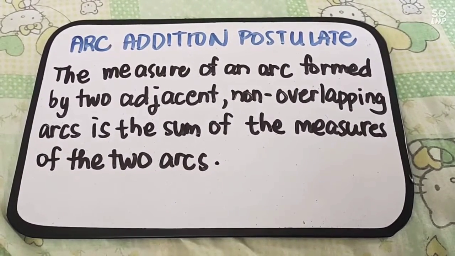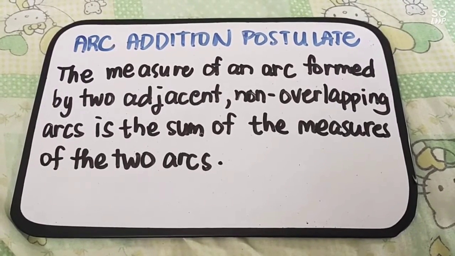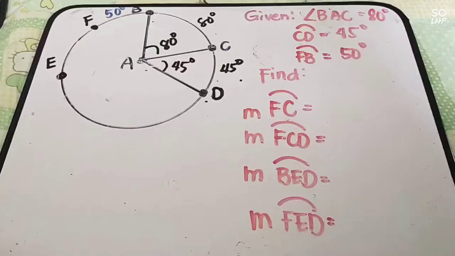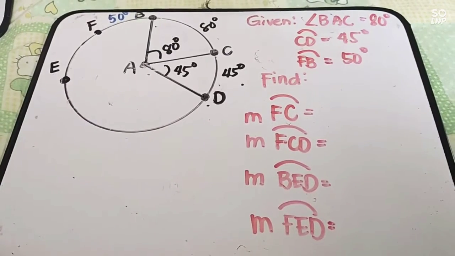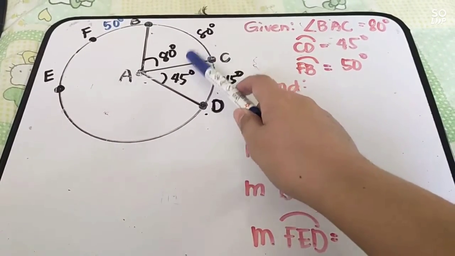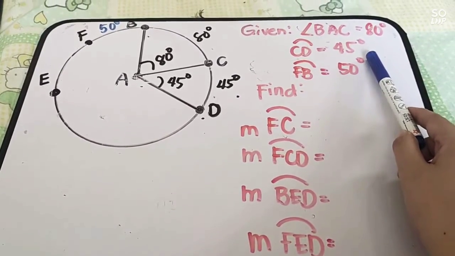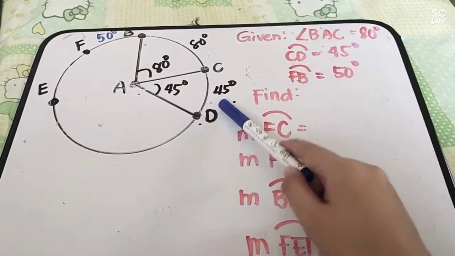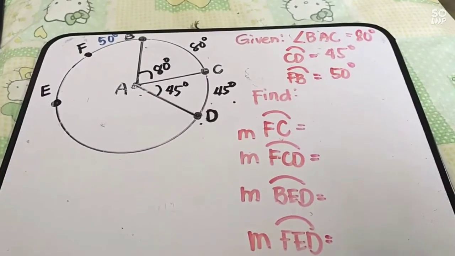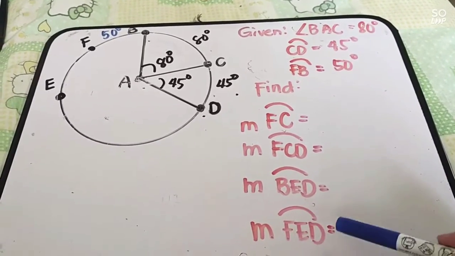Let's move on to the arc addition postulate. It says that the measure of an arc formed by two adjacent, non-overlapping arcs is the sum of the measures of the two arcs. Let's have an example. Consider circle A. We are given that arc BC is equal to 80 degrees. Therefore, the intercepted arc is also 80 degrees. We have arc CD, which is 45 degrees here, and arc FB is 50 degrees. We are going to find the measures of FC, FCD, BED, and FED.